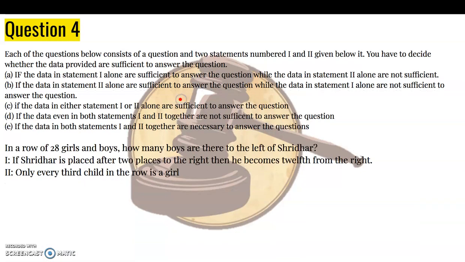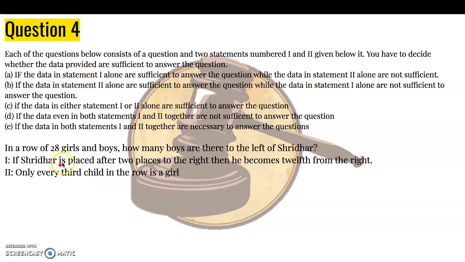Now let's move on to question number 4. It says that in a row of 28 girls and boys, how many boys are there to the left of Sridhar? Okay, so we read statement 1. If Sridhar is placed after 2 places to the right, then he becomes 12th from the right. Okay, no need to calculate anything yet.